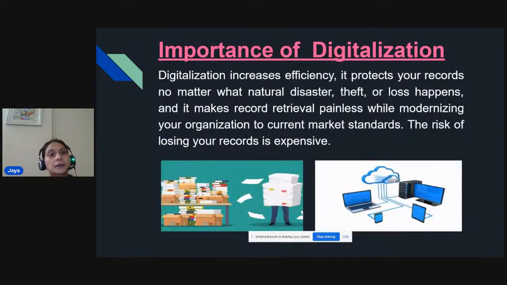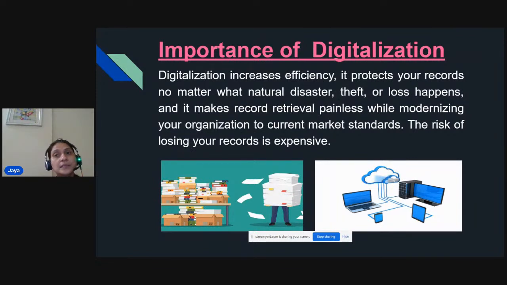Third is the second slide comes out. What is the actual importance of digitalization? When we are talking about the importance of digitalization, it has importance in a personal life as well as in a business life. So the first point which comes to my mind is that it increases efficiency.